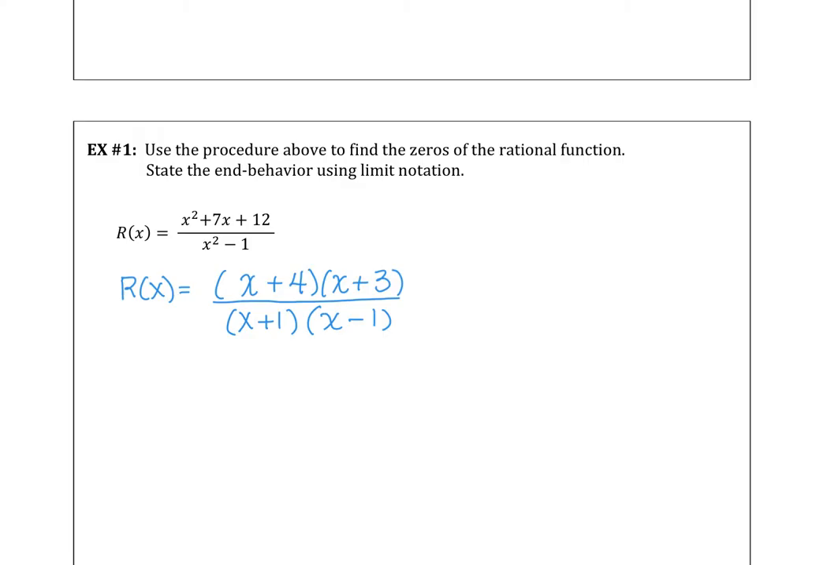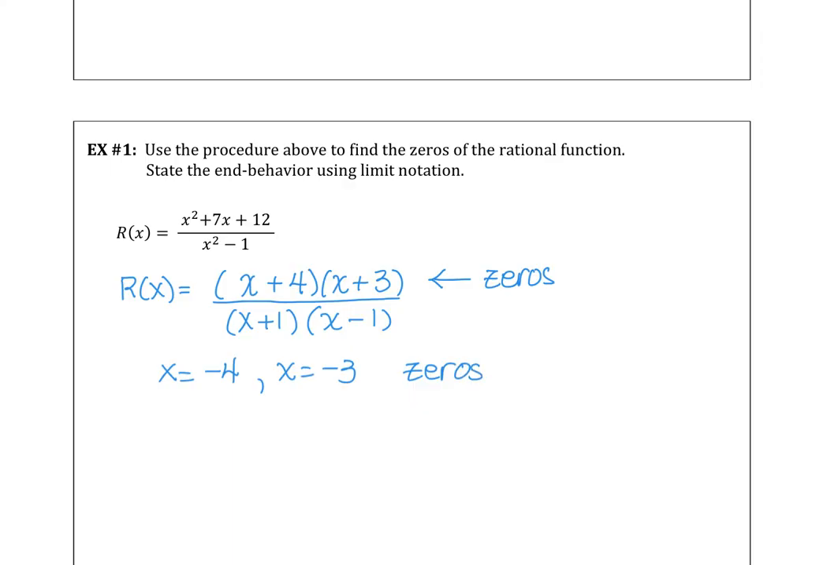So the zeros come from the numerator. They are what makes those two factors zero. Our zeros would be at x equals -4 and x equals -3. These are the zeros, or the x-intercepts, of the function.